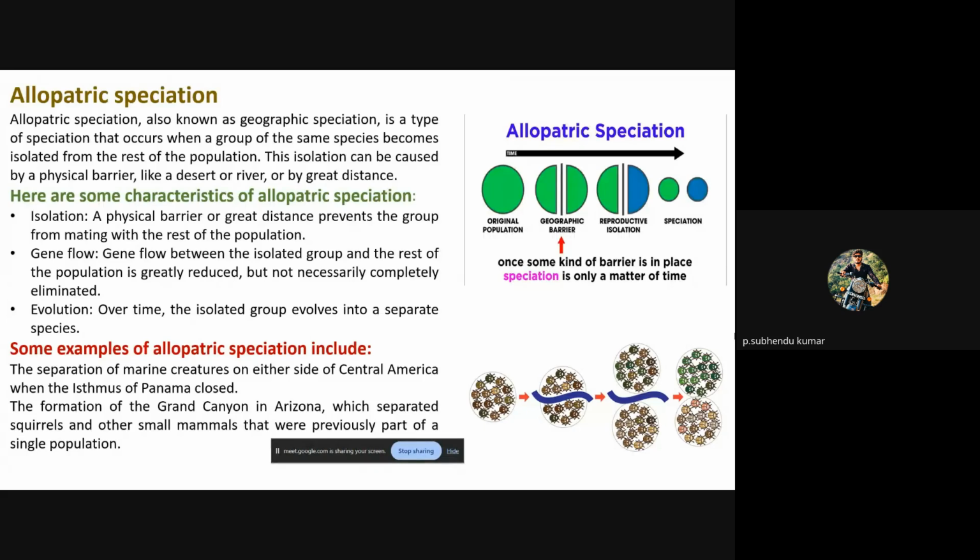Sir, I have one question. Yes. Sir, can you cite another example for allopatric speciation? Another example of allopatric speciation is also mentioned here: the separation of marine creatures on either side of Central America when the Isthmus of Panama closed. So many examples are there for allopatric speciation.